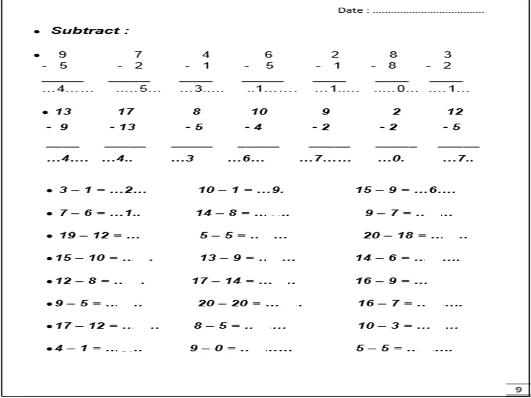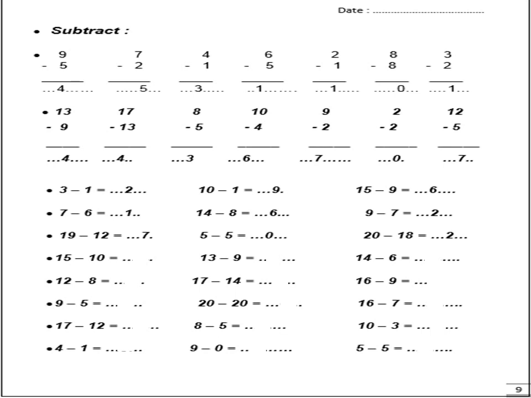14 minus 8, after 8: 9, 10, 11, 12, 13, 14. So the answer will be 6. 9 minus 7, we count after 7: 8, 9. So it will be 2. 19 minus 12, after 12: 13, 14, 15, 16, 17, 18, 19. So the answer will be 7. 5 minus 5 equals 0. 20 minus 18, after 18: 19, 20. So the answer will be 2.